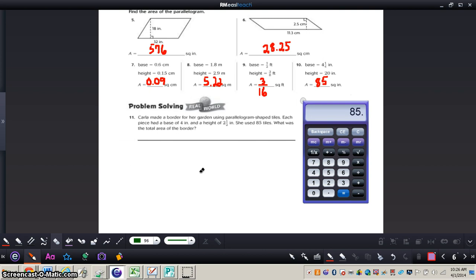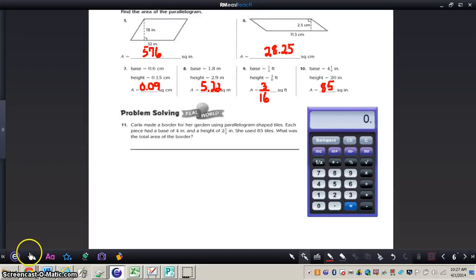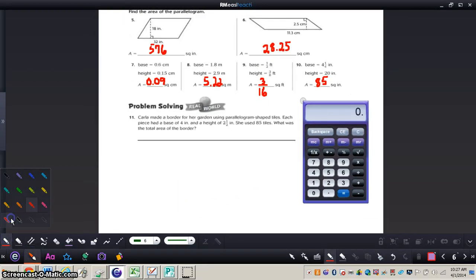Okay, it says Carla made a border for her garden using parallelogram shaped tiles. Each piece had a base of 4 inches and a height of 2.5 inches. She used 85 tiles. What was the total area of the border? So this will be a multi-step problem. Okay, and what you will have to first of all do is figure out the base and the height. The base of 4 inches and the height of 2.5 inches. So each piece, you need to find the area of each piece.